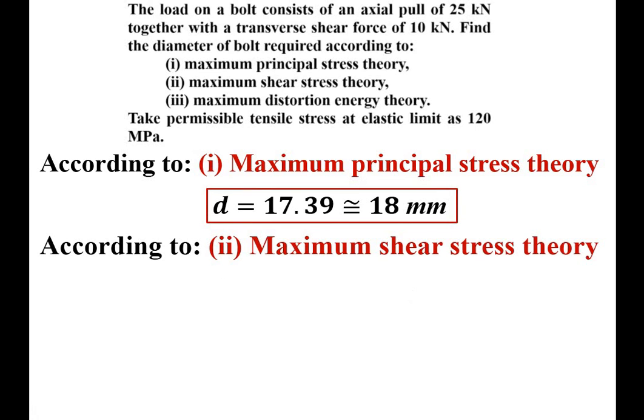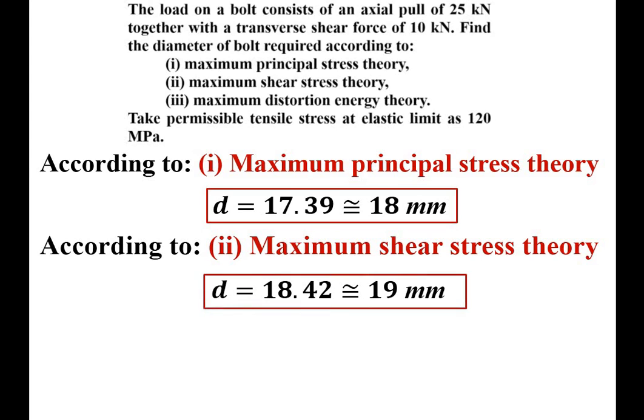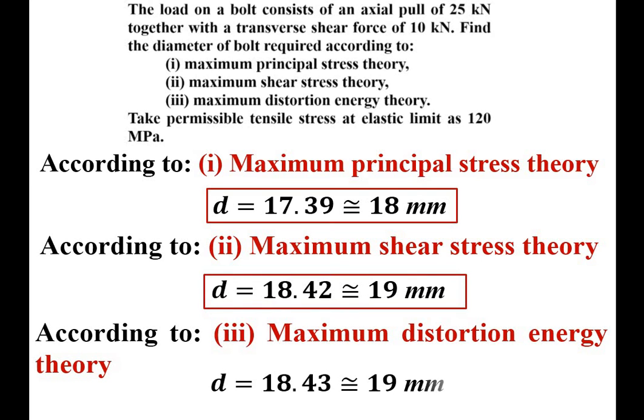So now you can summarize over here. This is your description and these are the objectives. So first one, according to maximum principal stress theory, this is the diameter. According to maximum shear stress theory, this is the diameter. And according to maximum distortion energy theory, this is the diameter.